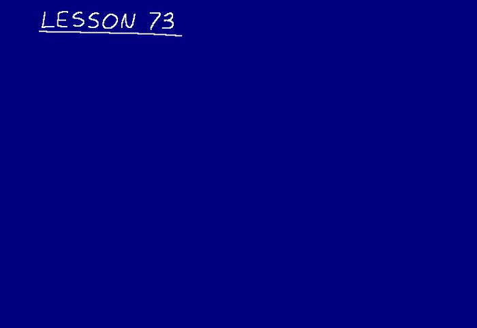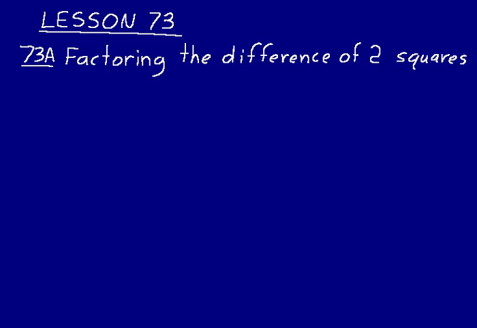Lesson 73 has two parts. The first part is on factoring the difference of two squares, and in the second part we'll be learning some more about probability. So the first part of this lesson is on factoring the difference of two squares, or basically two terms or two polynomials that are squared polynomials.